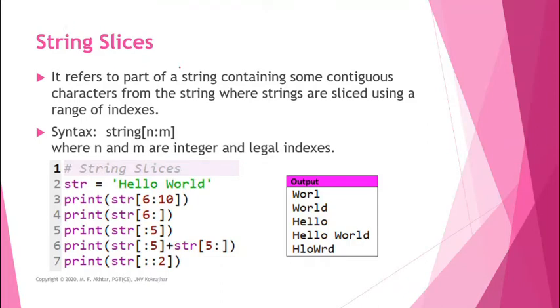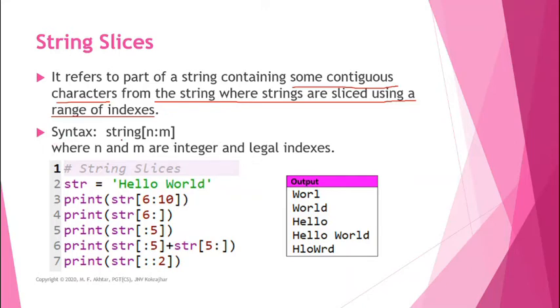String slices. String slices means we can extract some part from already existing strings. It refers to a part of a string containing some contiguous characters from the string, where strings are sliced using a range of indexes. Whatever subpart we want to extract from another string, we have to give a range of index numbers.